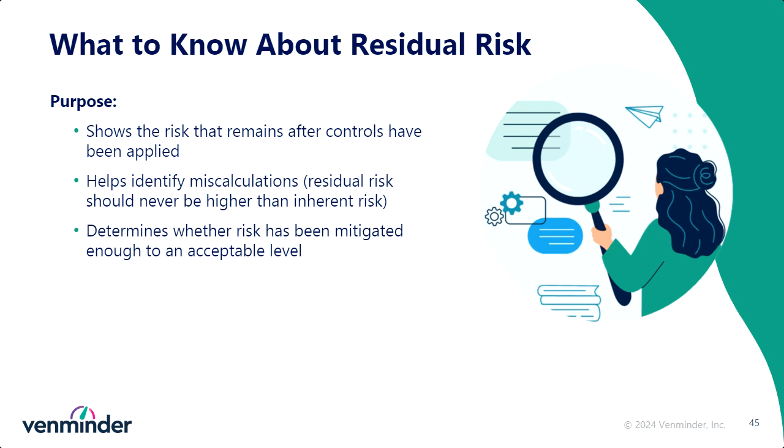Now, here are some things to know about residual risk, starting with its purpose. So many third-party risk management activities are based on inherent risk, but the residual risk still plays an important role. Residual risk shows the risk that remains in your vendor relationship after controls have been applied, and it also helps identify any miscalculations that may have occurred. Residual risk will never be higher than inherent risk. So if your calculation determines this, you know that you need to go back and revisit your process to see where you went wrong. Residual risk also helps determine whether it's been mitigated enough to an acceptable level, whatever that might be for your organization.